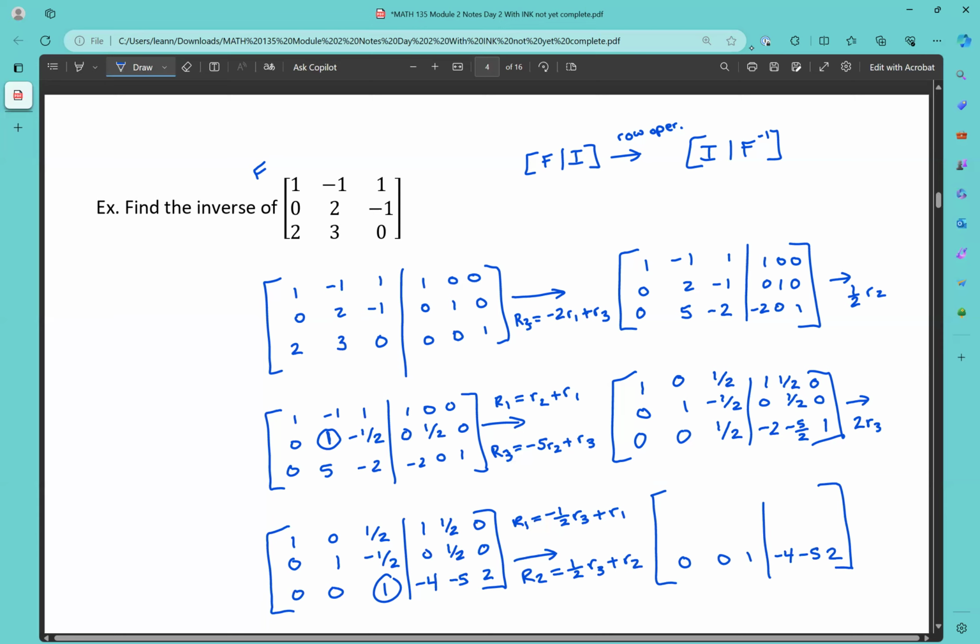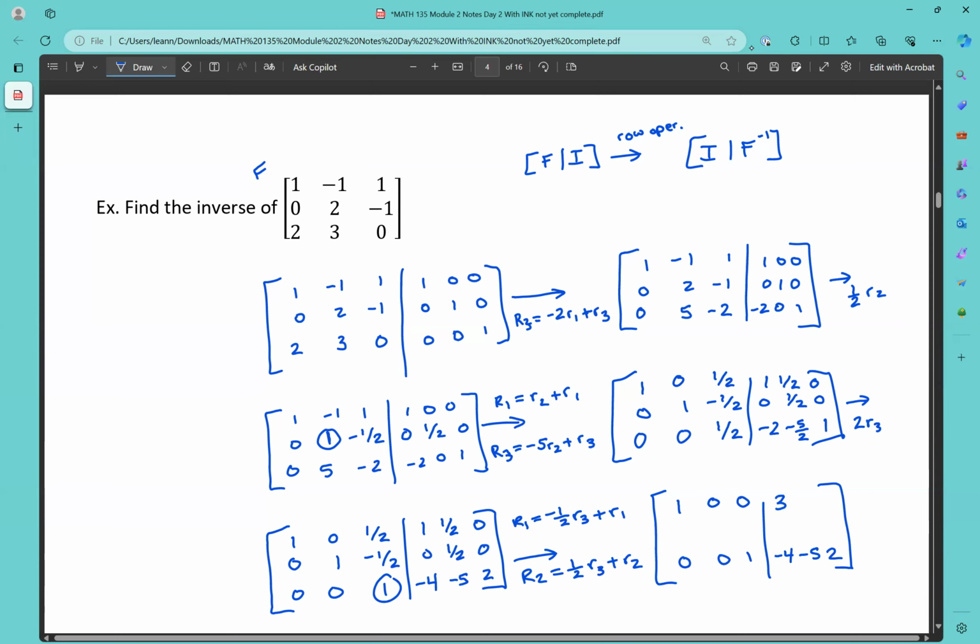So negative 1 half times 0 is 0, plus 1 is still 1. Negative 1 half times 0 plus a 0 is still 0. Negative 1 half times 1 is negative 1 half, plus a 1 half is 0. Negative 1 half times negative 4, that's going to be a positive 2, plus 1 is a 3.